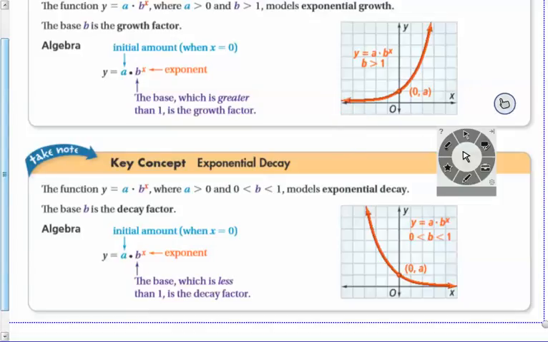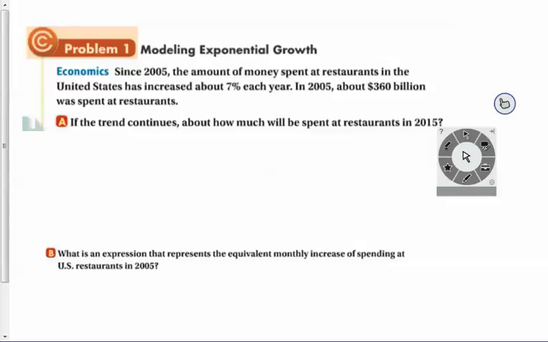The big thing about a is that for both, whether it's growth or decay, a is the initial amount when you start with anything. Or, graphically, that's the y-intercept. So the y-intercept is always (0, a) when you're dealing with exponential growth or exponential decay. Hopefully you get what I'm talking about, because here's the first problem.